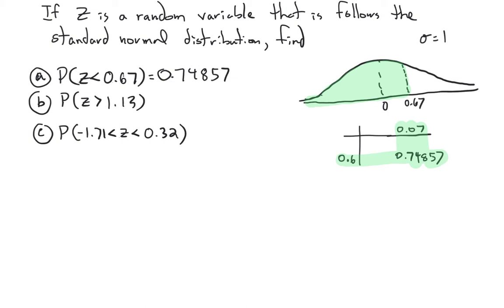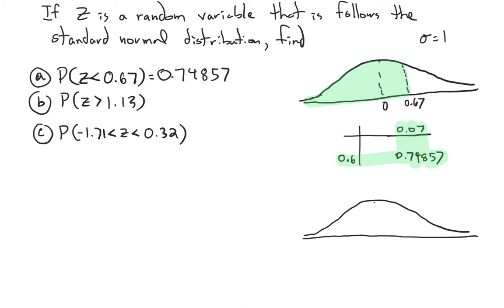And I want to point out that drawing a diagram is a fantastic thing for these questions. I suggest whenever you're looking for a probability under a normal distribution, you do indeed draw a diagram. It is extremely, extremely helpful. So let's do B here. So for B, same idea.